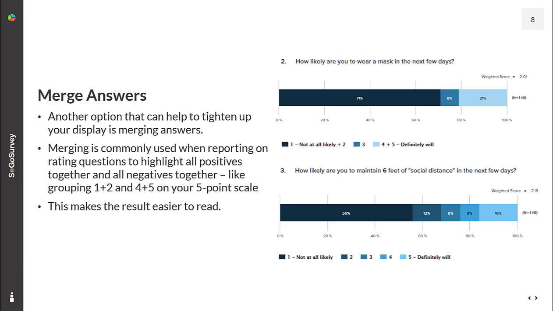Merge answers. Another option that can help to tighten up your display is merging answers. Merging is commonly used when reporting on rating questions to highlight all positives together and all negatives together, like grouping 1 and 2 and 4 and 5 on your 5-point scale. This makes the result easier to read.